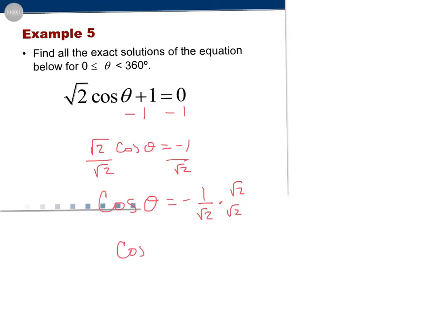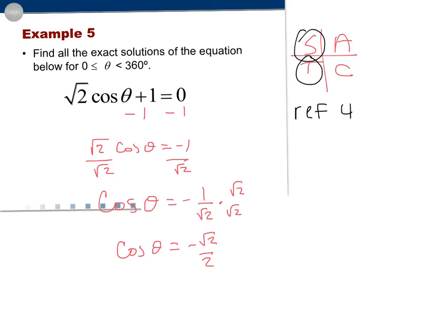And we get cosine of theta is equal to negative root 2 over 2. Okay, so now I have to think to myself, well, it's negative, so what quadrants is cosine negative in? It's cosine in the second and third, and what's my reference angle? Which is 45 degrees, okay, because it's the root 2 over 2.